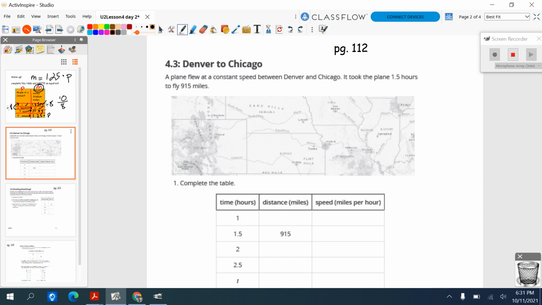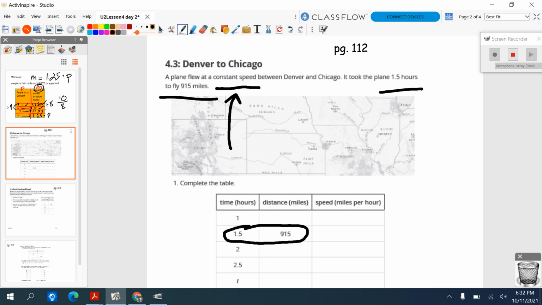We'll talk about it. Now, the big thing here is it says that the plane is flying from Denver to Chicago, and it says it's flying at a constant speed. That means it's flying at the same speed. It's not going faster or slower. Whatever speed it's going at, it's going the entire time. It took the plane 1.5 hours to fly 915 miles. Now, that's important. As you see right there, they filled that in the table already for you.